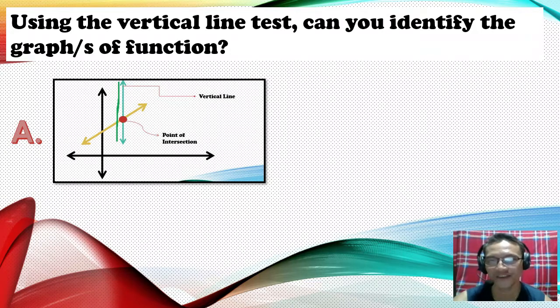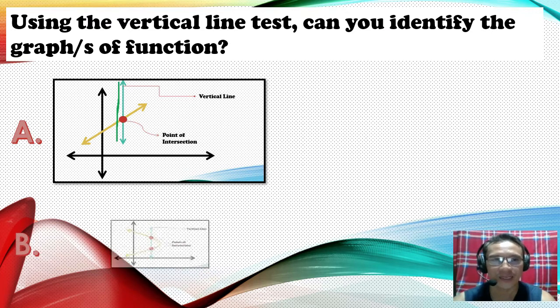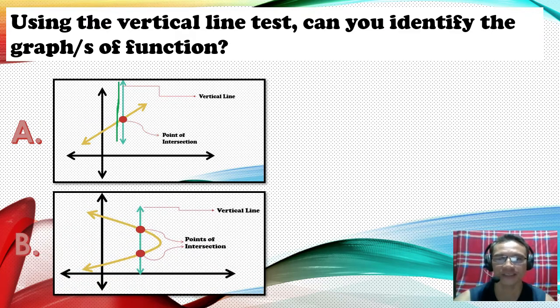Yes, according to the definition, the graph passes the vertical line test if, after drawing the vertical line to the graph, it intersects at exactly one point. So therefore, we can say that letter A is a function. Okay, how about letter B?